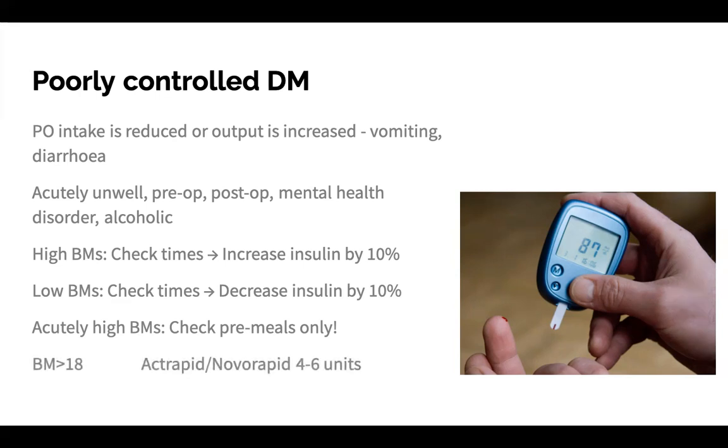If the blood sugars pre-meal are reading above 18, then check your local trust policy. Some trusts prefer ActRapid and some NovoRapid, but the general consensus is to give a short-acting insulin between 4 to 6 units if the patient's presenting with a high blood sugar.